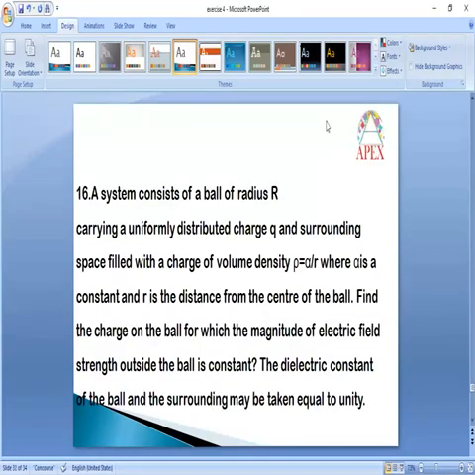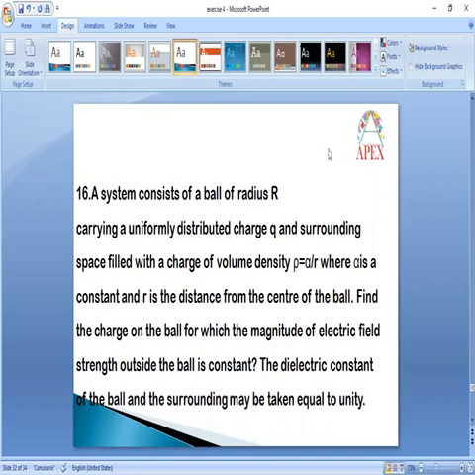And now, the last question. A system consists of a ball of radius r carrying a uniformly distributed charge q, and surrounding space filled with a charge of volume density rho equal to alpha by r, where alpha is constant and r is the distance from the center of the ball. Find the charge on the ball for which the magnitude of electric field strength outside the ball is constant. The dielectric constant of the ball and the surroundings may be taken equal to unity.